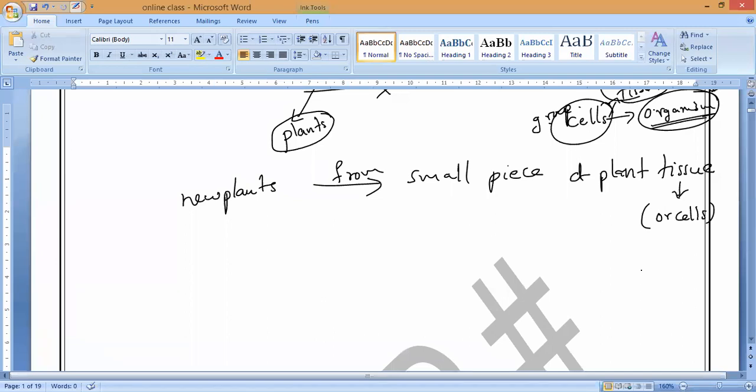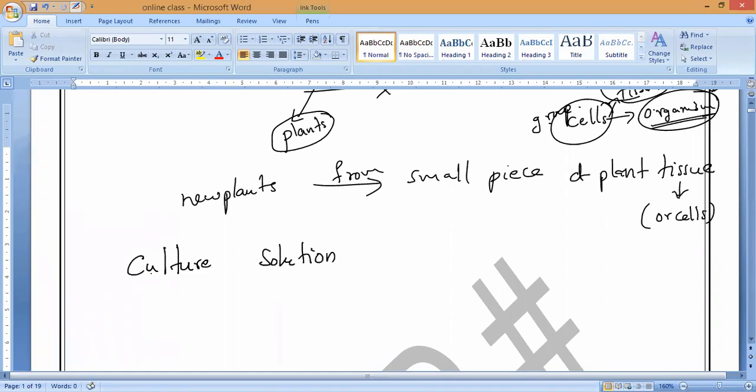So here, without medium, without soil, how can we cultivate? We will prepare a solution called a culture solution. So what is this? Tissue culture. Do you understand, everyone?